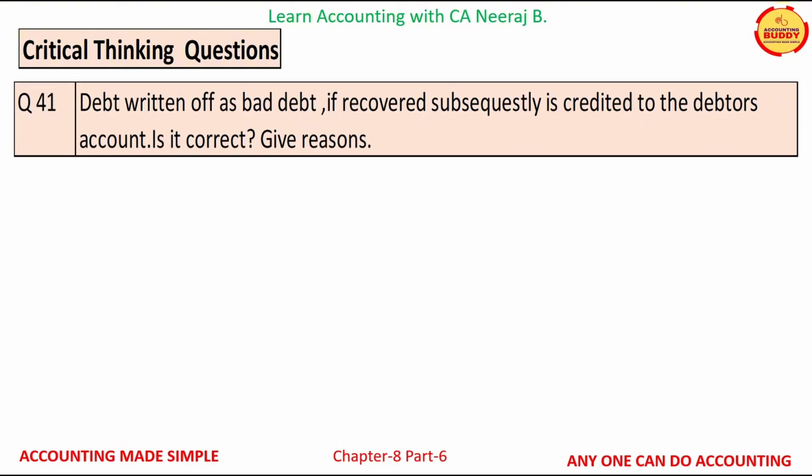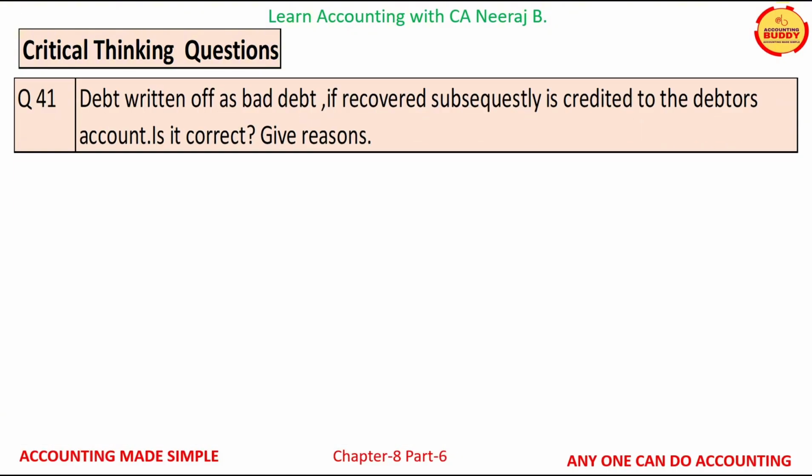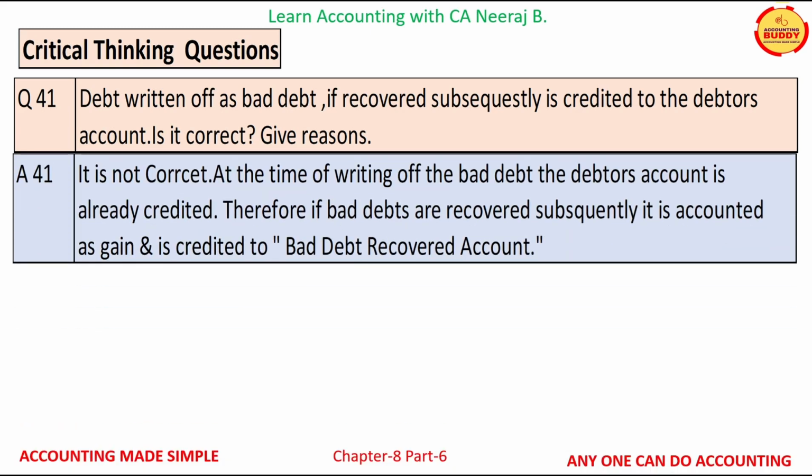Question number 41 is, debt written off as bad debts if recovered subsequently is credited to the debtor's account. Is it correct? Give reasons. The answer is, it is not correct. At the time of writing off the bad debts, the debtor's account is already credited. Therefore, if bad debts are recovered subsequently, it is accounted as gains and it is credited to bad debts recovered account.